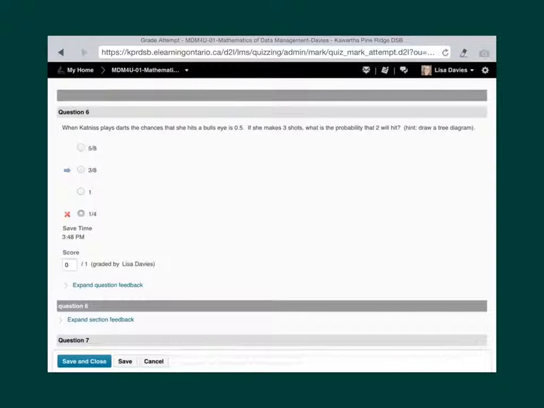For question 6, when she's making a shot, she's either going to hit or miss. And so if you want to, it's a lot easier to think about heads and tails. It's the same idea, but we're just more used to doing that. So if you were going to take 3 shots, that's the same as throwing coins 3 times.